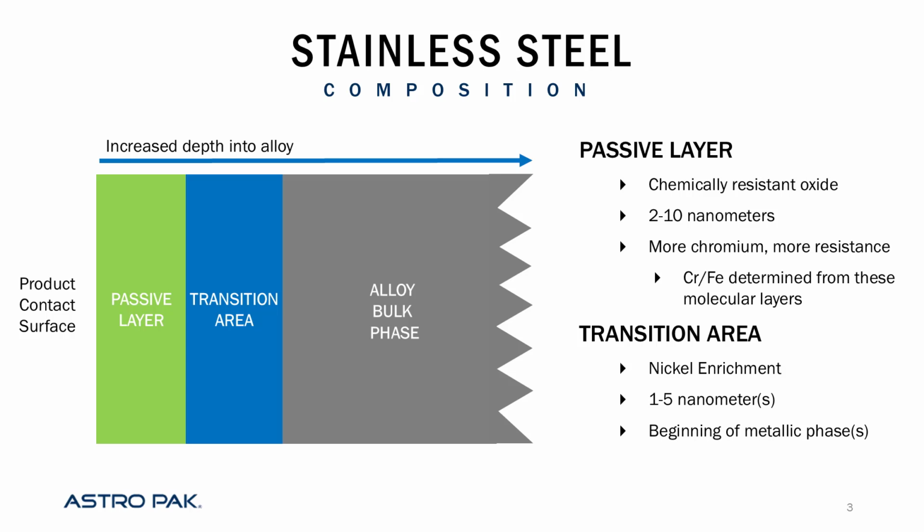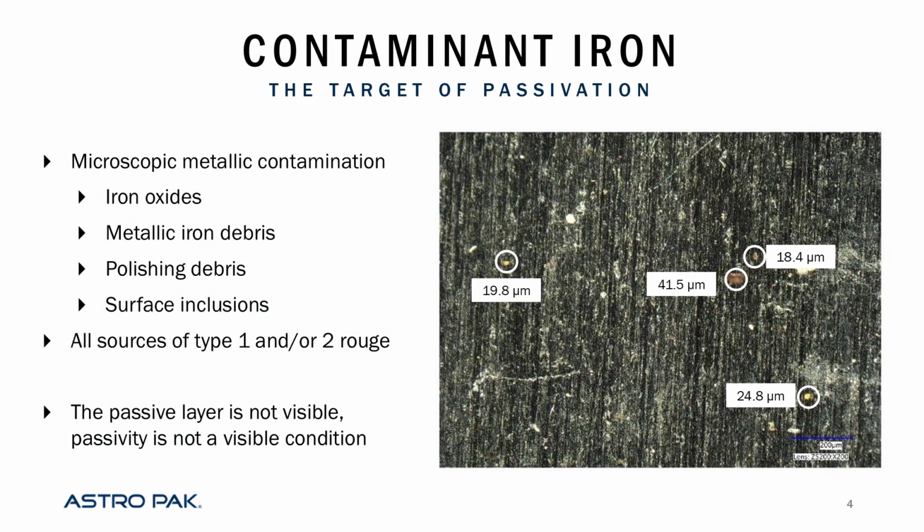Major takeaway here though, chromium oxide is the passive layer, or it's the predominant compound in the passive layer, nanoscopically thin. So we talked about the final part of that definition, the better passive metal oxide film. Let's talk about the middle thing I highlighted. That was contaminant iron. This microscopic metallic contamination is what the chemical treatment passivation targets. So I've got a 200x image right here of a little R&D coupon we use.